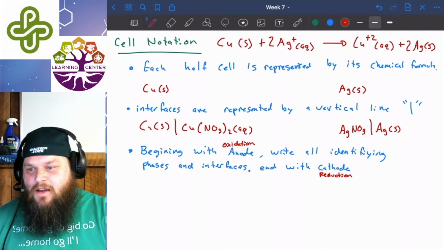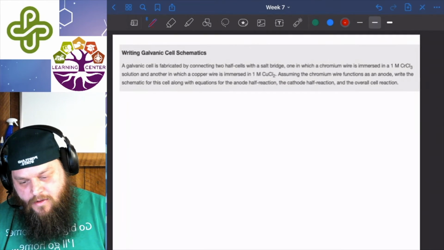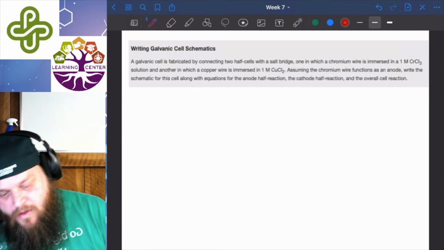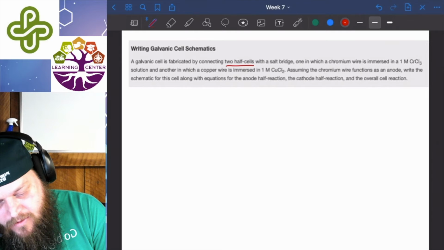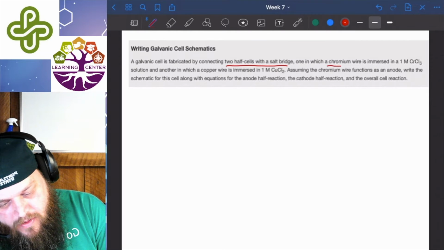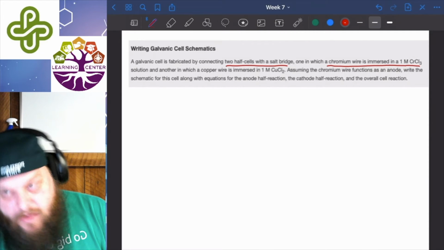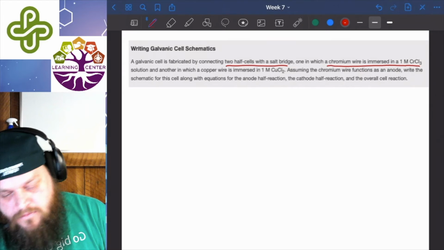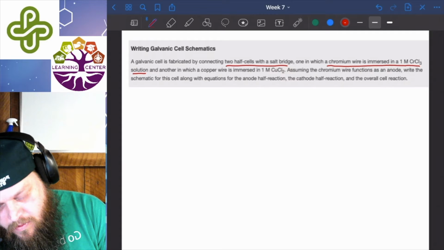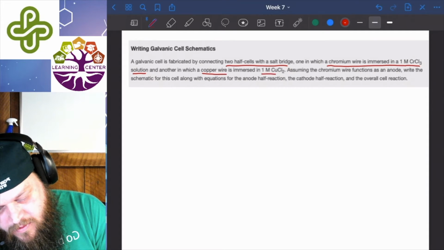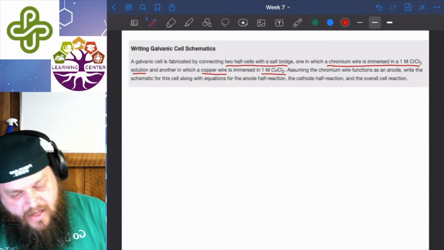So let's try this out in an example. We got two examples we can run through. So here we have a galvanic cell, which is fabricated by connecting two half cells with a salt bridge, just like our normal diagram said. One of which is a chromium wire immersed in 1 molar CrCl3 solution. Another with a copper wire immersed in CuCl2.